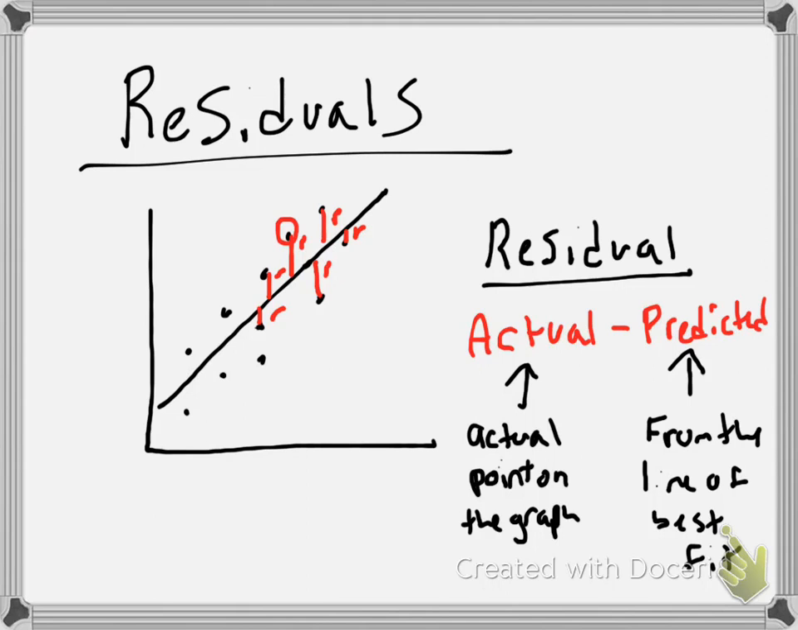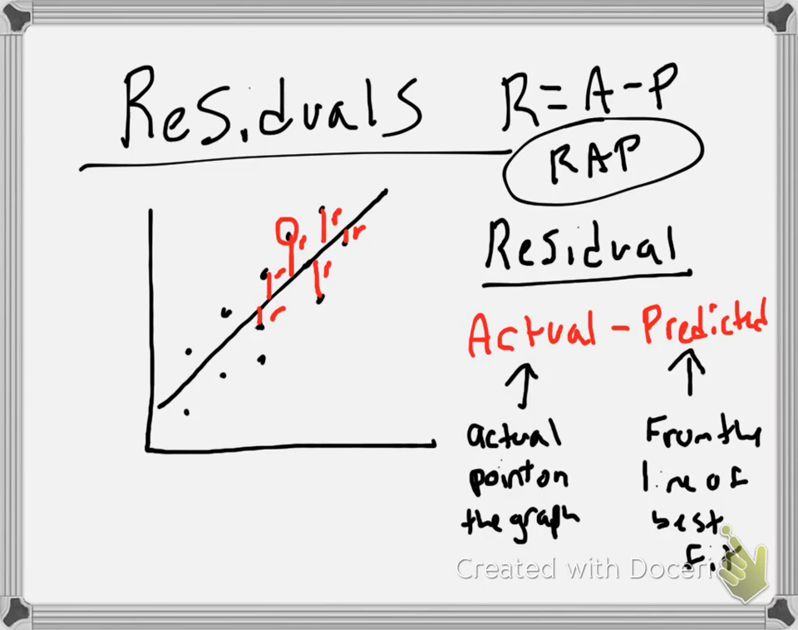Now, an easy way to remember how to find a residual is: residual is equal to the actual minus predicted. If you look at the order in which those are, it spells out R-A-P. So one way you can remember the order is thinking of RAP. Residual is actual minus predicted, so it's going to be the same order as RAP.